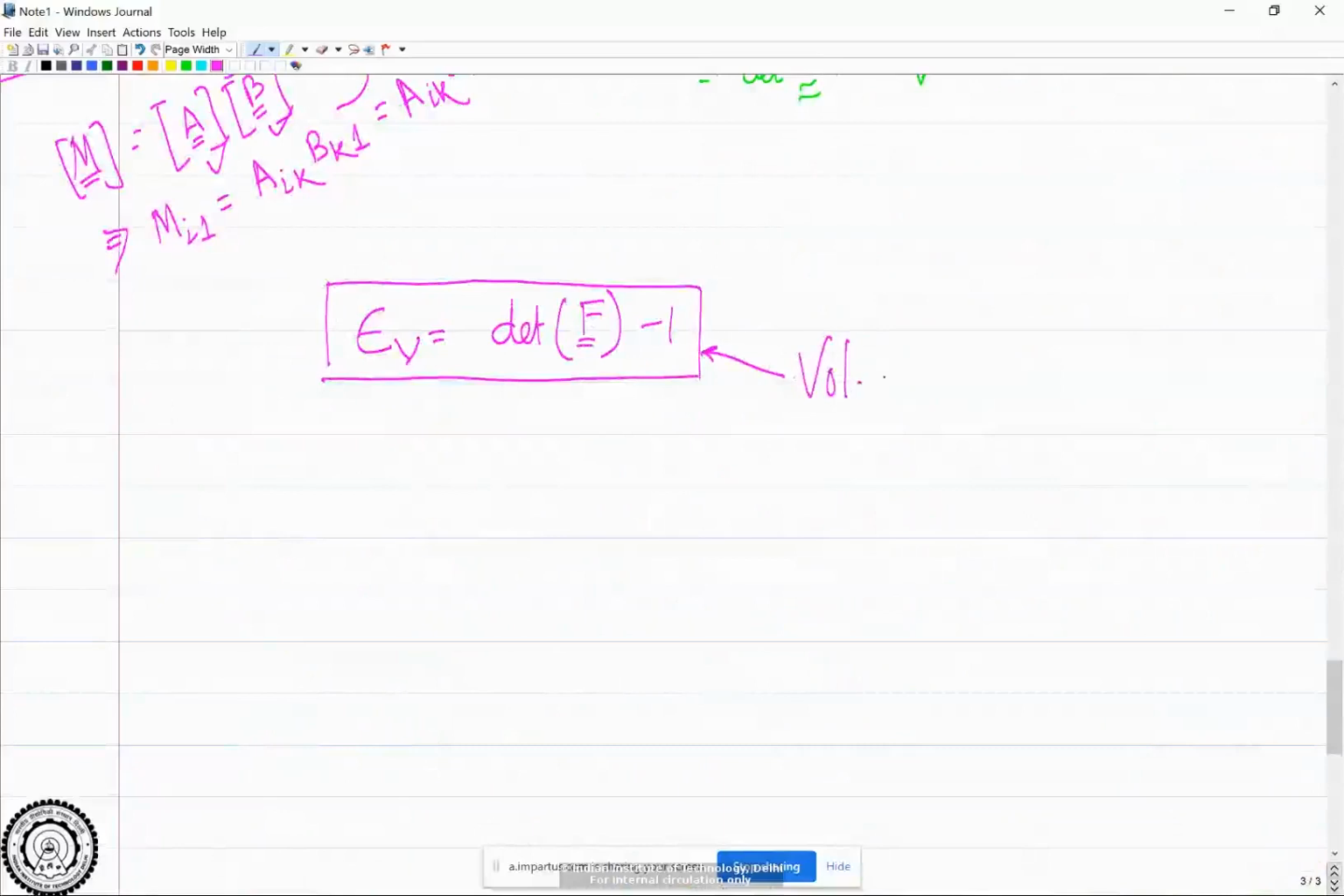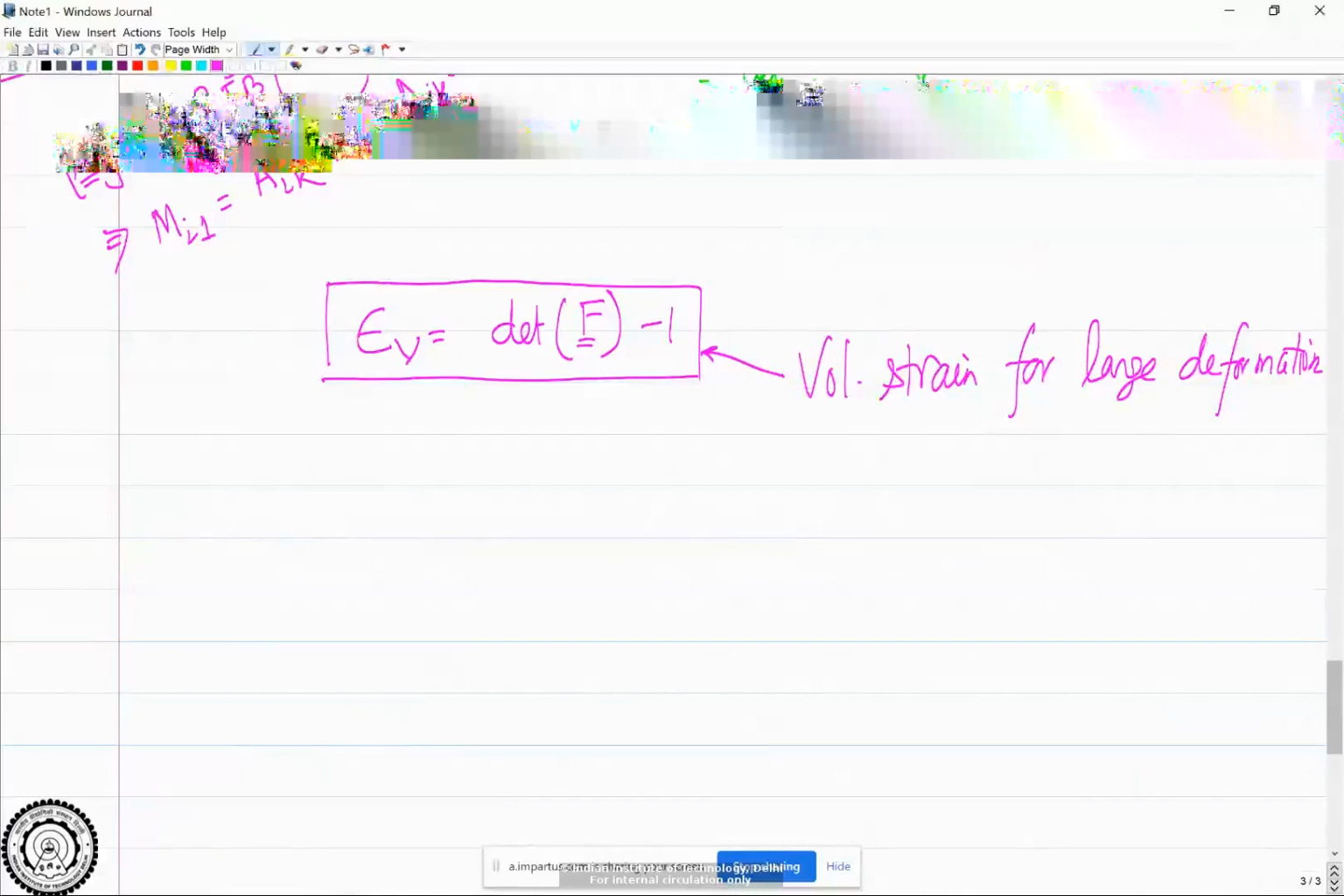So volumetric strain for large deformation. Now, do you remember from your strength of materials what was the formula for volumetric strain? Can you guys recall? Sir, strain in x direction plus strain in y direction plus strain in z direction.